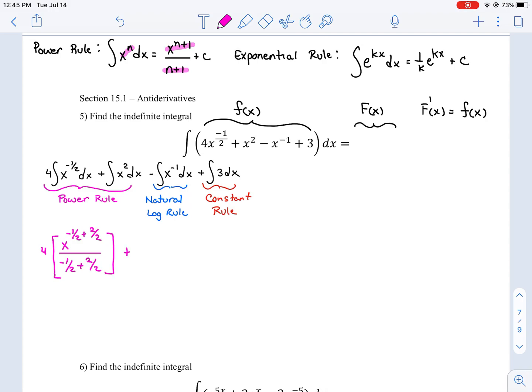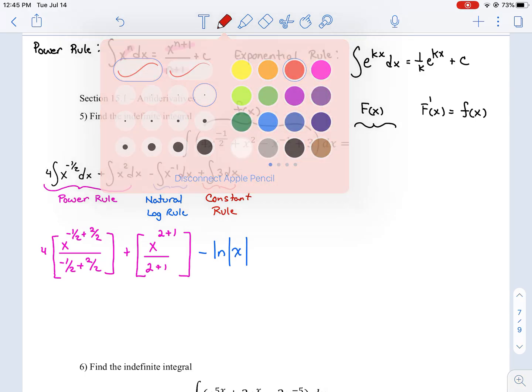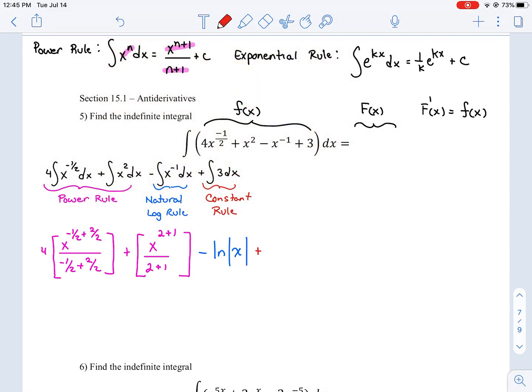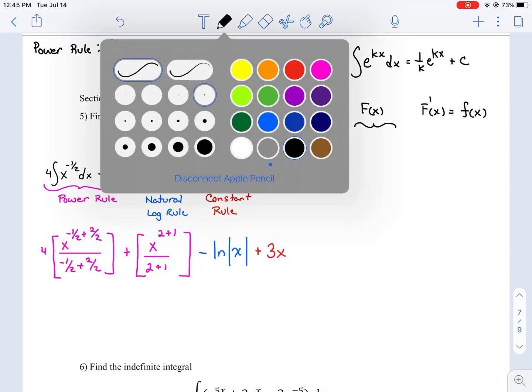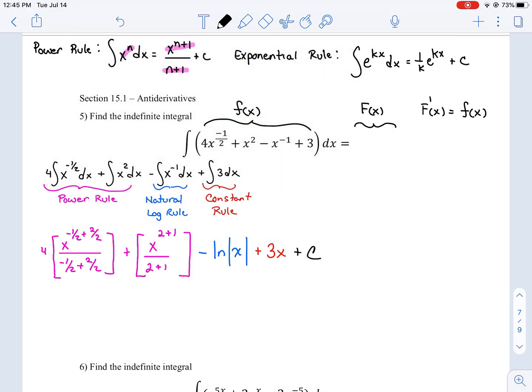And I'm going to do the same thing for the next term. This will be x raised to the 2 plus 1 power divided by 2 plus 1. Next is the natural log rule, and the indefinite integral of x raised to the negative 1 power. That is natural log, so that's the natural log of the absolute value of x. And the fourth term is the constant rule, so this will be plus 3x. And then I'm going to add c at the end.